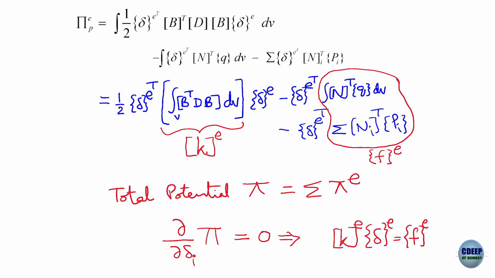So, if you focus on the first expression, B transpose DB, that is the integral over the volume of the element, delta E transpose and delta E come outside, because they are not varying from point to point within the volume of the element. They are the values of the displacements at the nodes. Okay, so that is the element stiffness matrix, and what is on the other side is all the distributed forces, concentrated forces, etc., which you solved in the previous class. That is the element force vector.